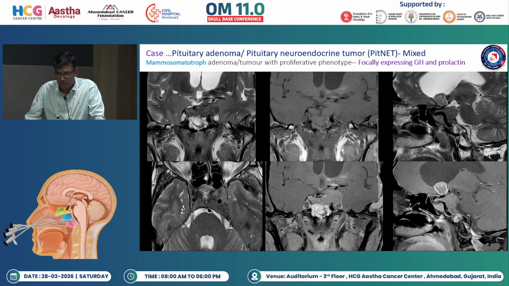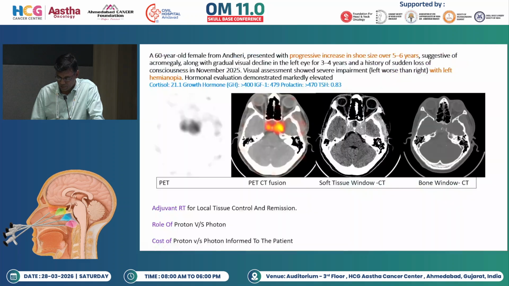This is again a pituitary neuroendocrine tumor, which is a mixed variant, expressing both GH and prolactin. We can see the signs of the earlier surgery, and the disease is extensive, going into the bilateral cavernous sinuses, more on the left side. On the PET, we are unable to delineate the anatomy, but on the fusion, yes, we can delineate the anatomy.